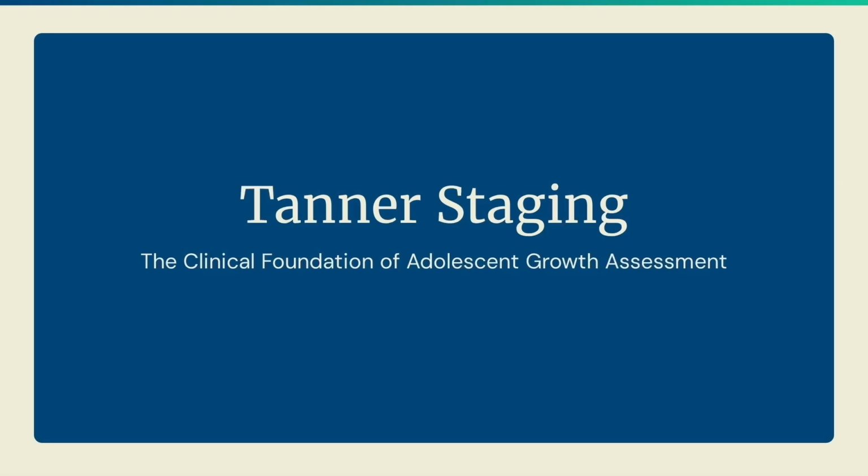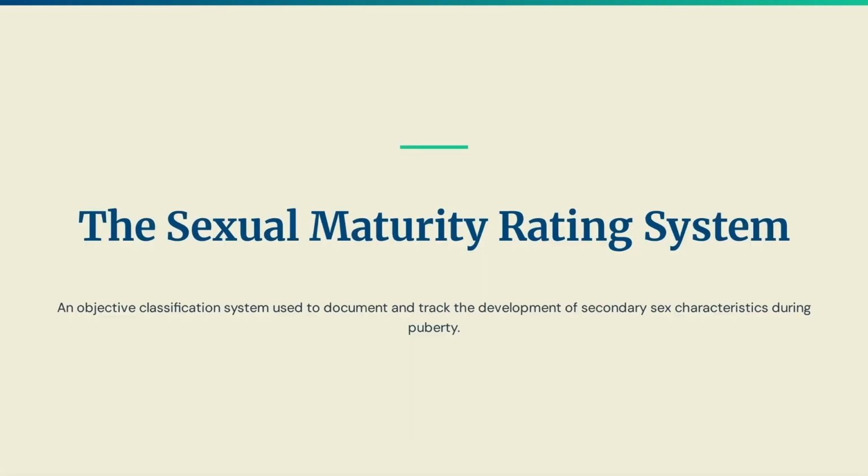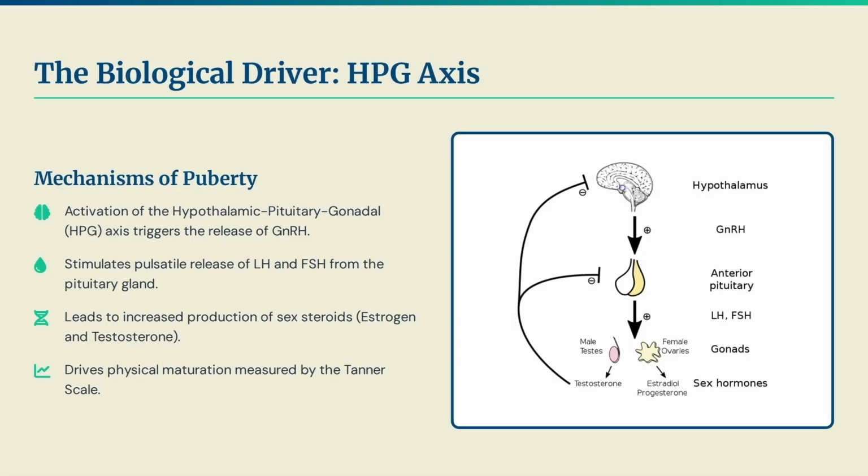Tanner staging is commonly used to define the pre or peripubertal stage of a child at a single point in time. Appendix B. In boys, the first change is testicular development followed by penile growth and pubic hair development. In girls, the first change is breast development followed by the appearance of pubic hair, which is then followed by menarche.